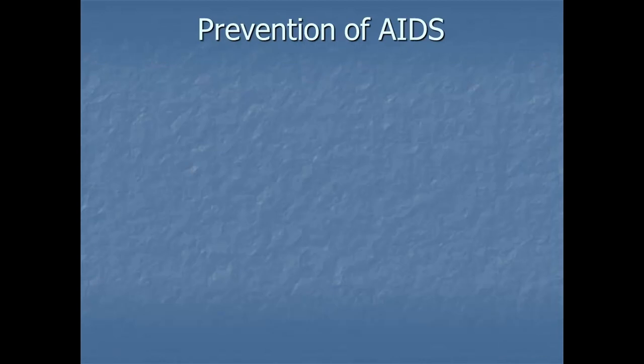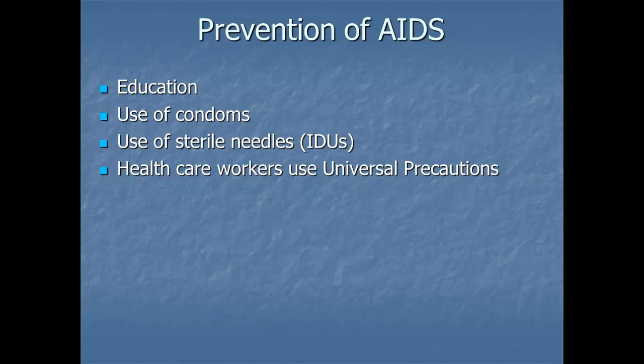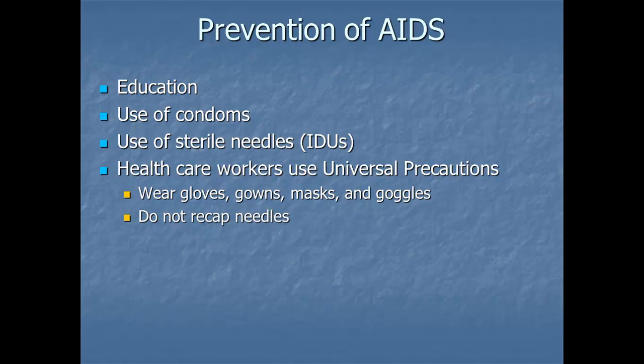So how do you prevent AIDS? Well, education. Use of condoms, use of sterile needles. Healthcare workers are to use universal precautions, so wear gloves, gowns, masks, and goggles. Do not recap needles. Risk of infection from an infected needle stick injury is about 0.3%.